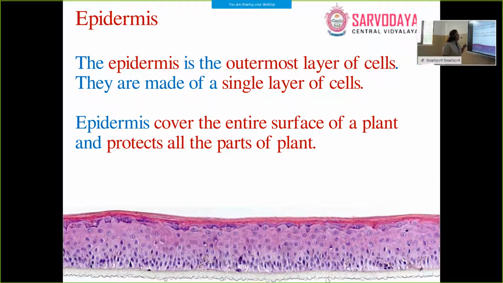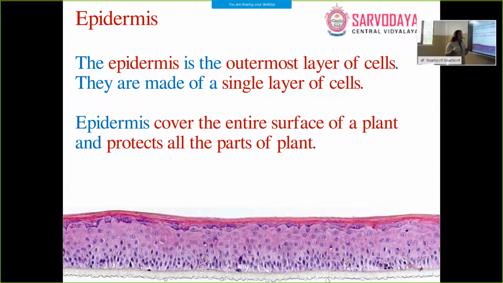Now we have something called protective tissues. There are two types: one is the epidermis and the other one is the cork. Here we start with the epidermis, and now we are going into detail about this. I did show you the picture earlier. The epidermis is the outermost layer of the cells, and it is made up of a single layer of cells.